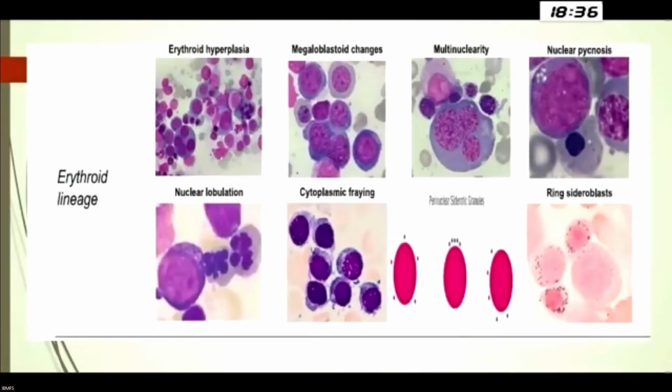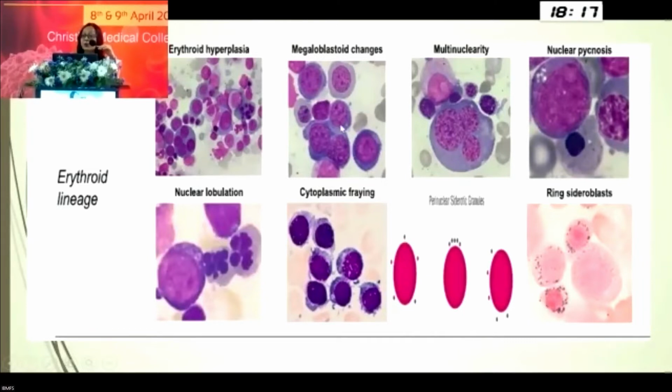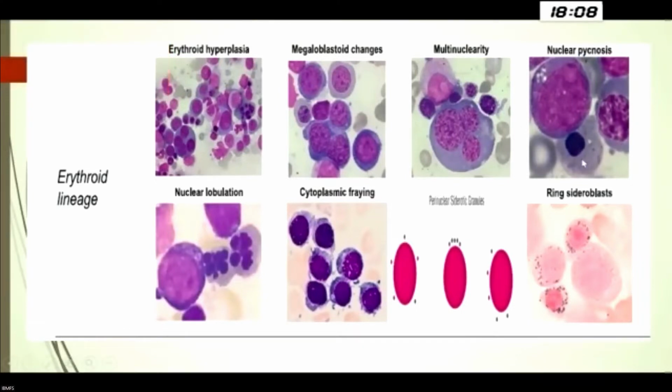So starting with the various types of dysplasia in the erythroid lineage. In patients with MDS, there could be erythroid hypoplasia with dysplastic changes. Like we can see here, this is a multilobated erythroid, multinucleated. This is again a multinucleated erythroid. This is a megaloblastoid change where the nuclear chromatin is opened up and sieve-like. This is again multinuclearity. There could be nuclear pycnosis with a shrunken chromatin, and there could be basophilic stippling. This is nuclear lobulations, cytoplasmic vacuolations and fraying, and ring sideroblast.